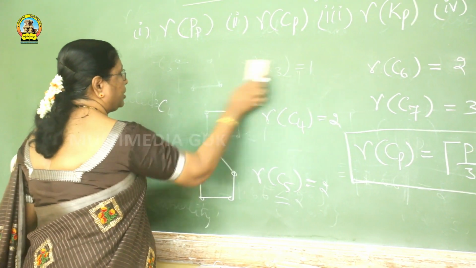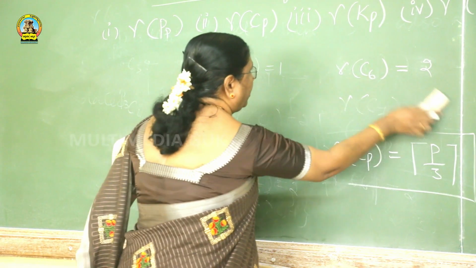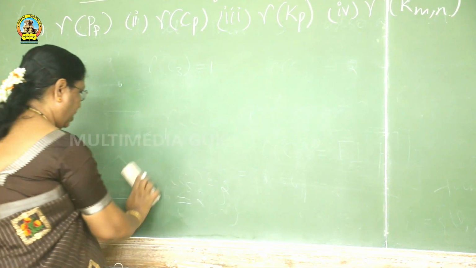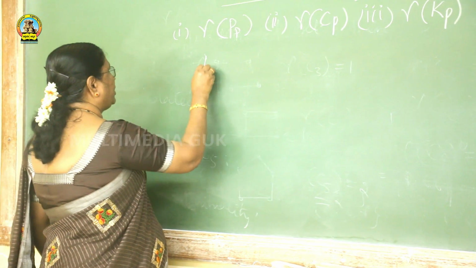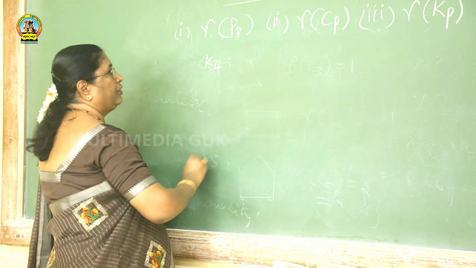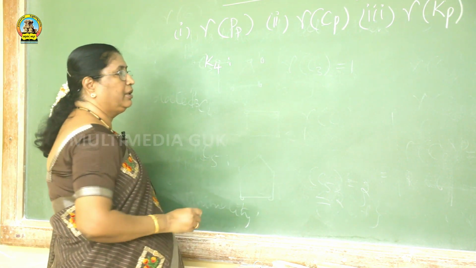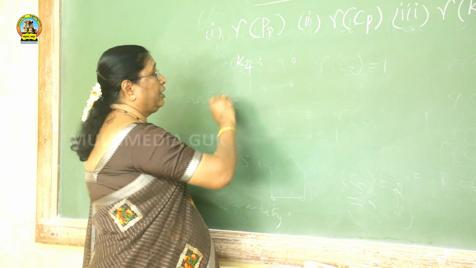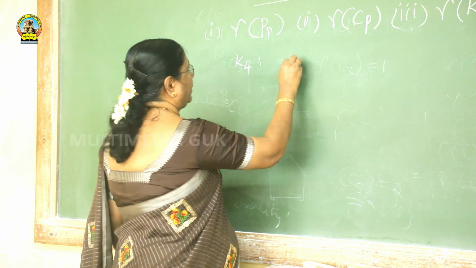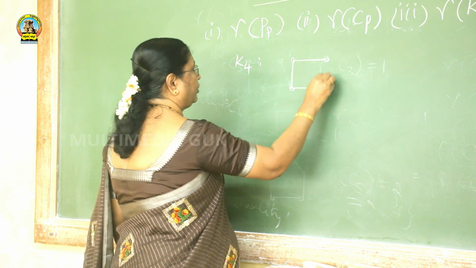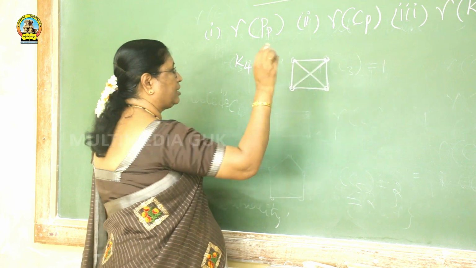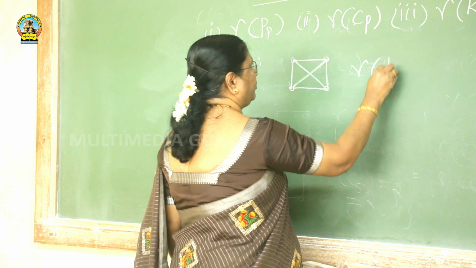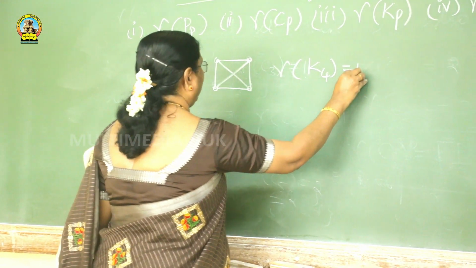And the next one is the complete graph. A complete graph is a graph in which every pair of vertices is adjacent. The first one we can take is K4. Of course you can take C3, but we have already taken that: C3 or K3, it is 1. Now for K4, in which every pair of vertices is adjacent, the domination number of K4 is equal to 1.